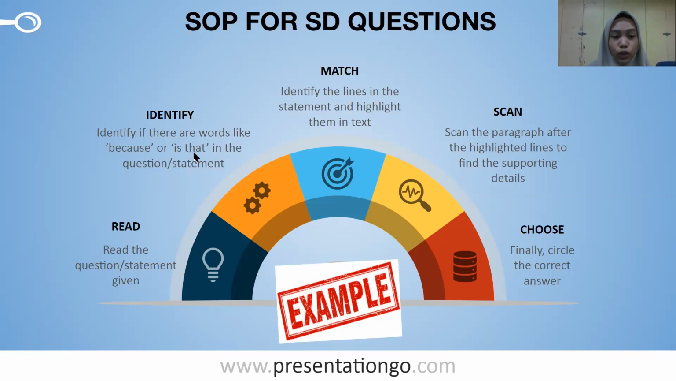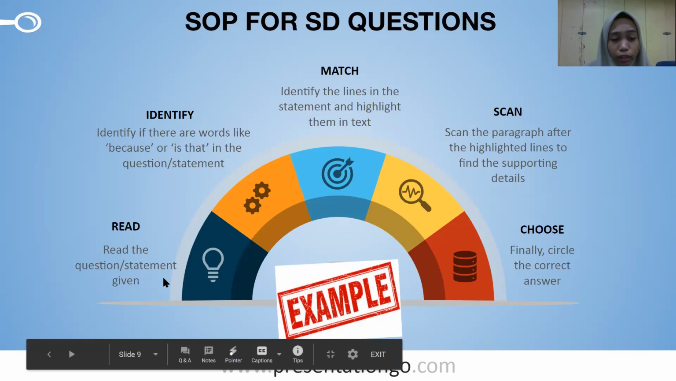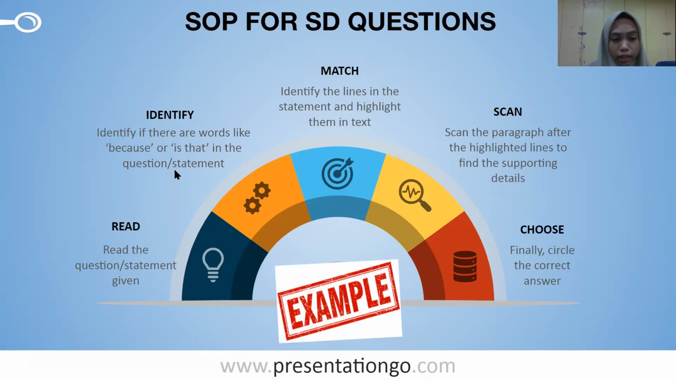Moving on to my SOP, the first step is to read the question or statement given carefully, and read it twice. Then you need to identify if there are words like "because" or "is that" in the question or statement. Just like I said before, if you see these kinds of words, it means we need to finish the sentence by looking at the supporting details like facts, statements, or examples.